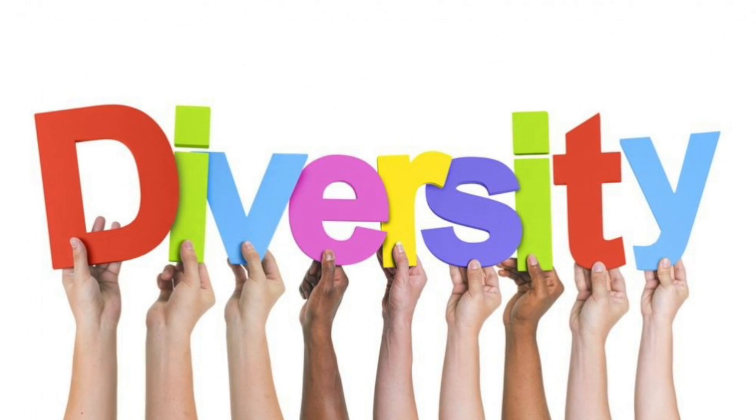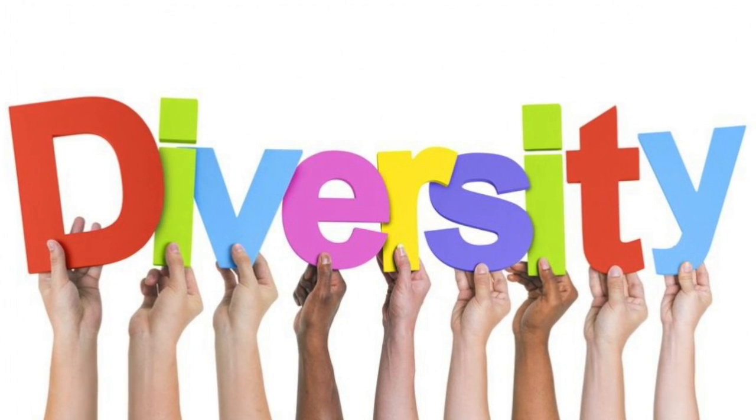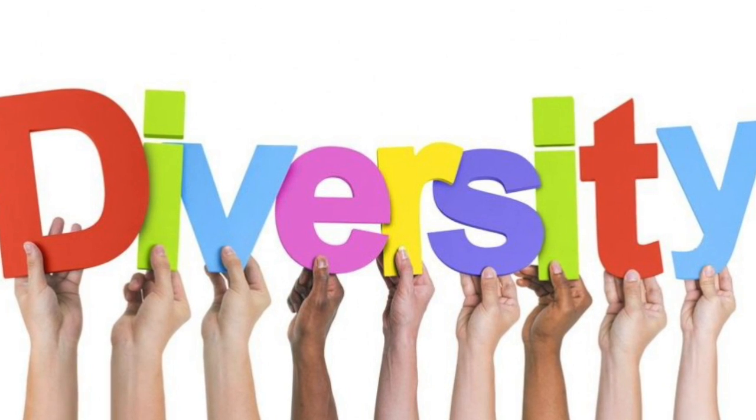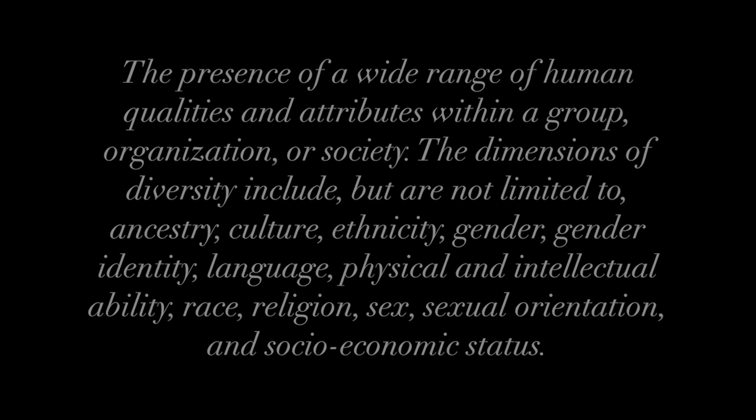Often when we discuss multiculturalism and diversity, we quickly think about race and culture. But there are a number of factors that make us diverse. The Ontario Strategy for Equitable and Inclusive Education defines diversity as the presence of a wide range of human qualities and attributes within a group, organization, or society. The dimensions of diversity include, but are not limited to, ancestry, culture, ethnicity, gender, gender identity, language, physical and intellectual ability, race, religion, sex, sexual orientation, and socioeconomic status.